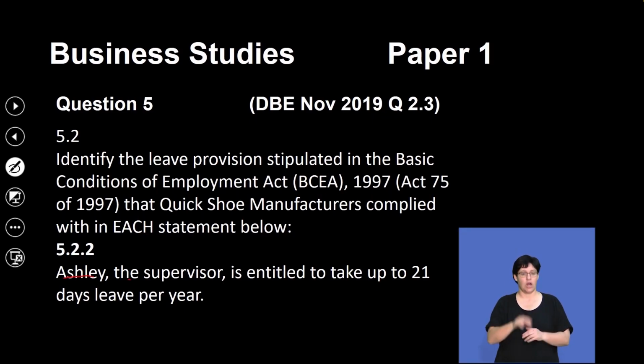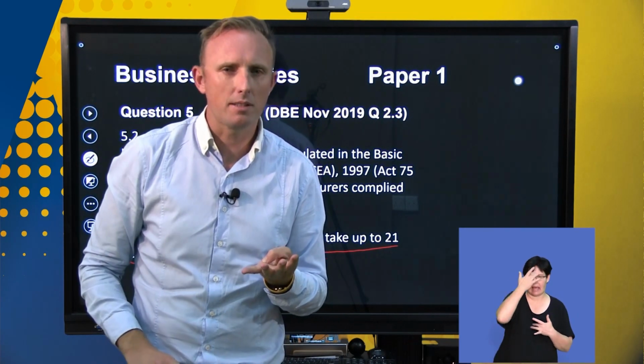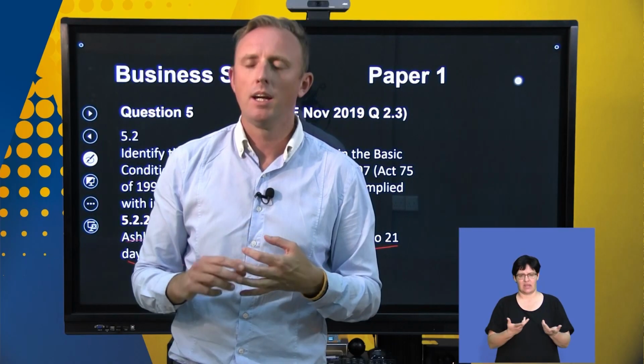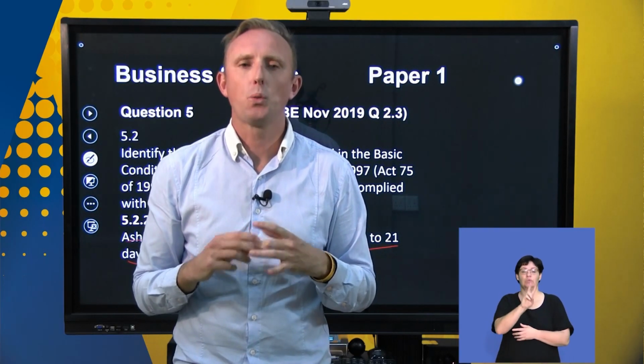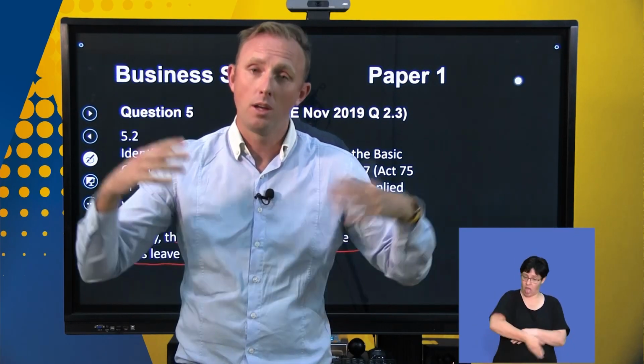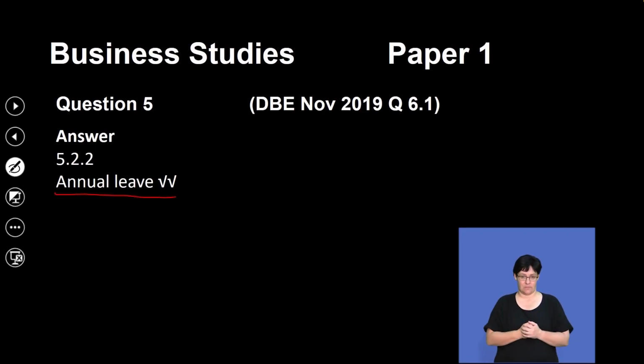So Ashley, the supervisor, is entitled to take up to 21 days leave per year. All right, so it's not mentioning anything about him potentially being sick. So in terms of any sick leave, it's not mentioning anything about family responsibility leave. It's just saying that he is entitled to 21 days of leave. All right, so if you look there, the law states that everyone's entitled to that leave, right? Because we don't want to work everyone to the bone, because otherwise we're going to lose out on productivity. So if we look at the type of leave that we'll have there, it is going to be our annual leave. All right, so that's a leave that everyone is entitled to for working for the entire year.